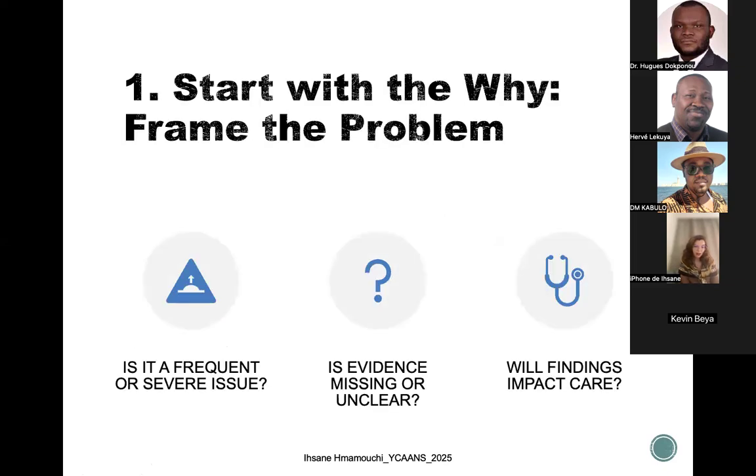So when thinking about the subject matter of your study, you could ask some questions like: is this a common or serious clinical issue? Whether there is or not a publication, whether the results are contradictory or outdated, and whether your findings will change clinical practice or improve outcomes.